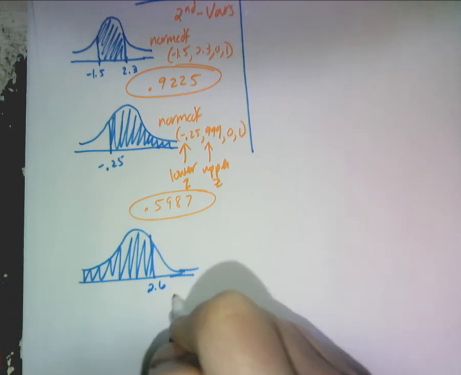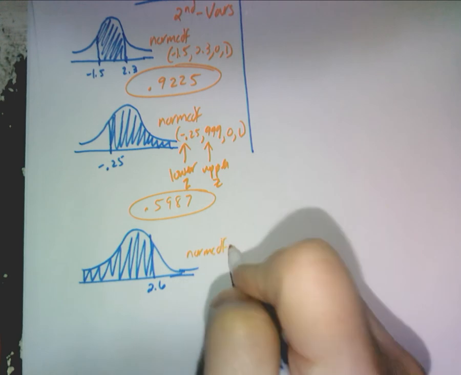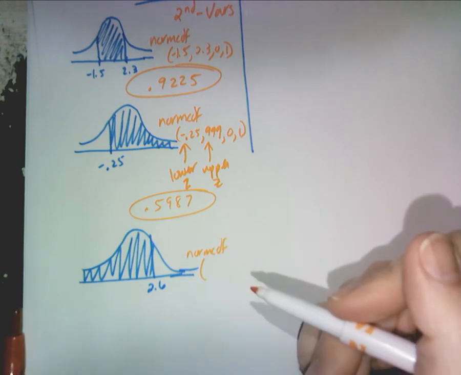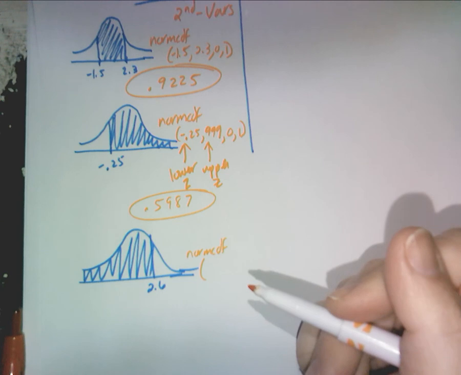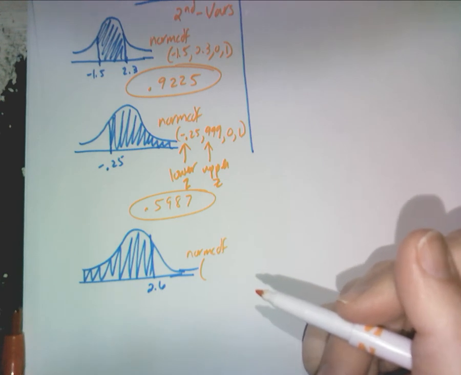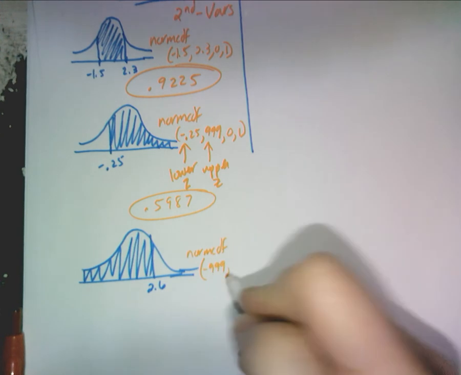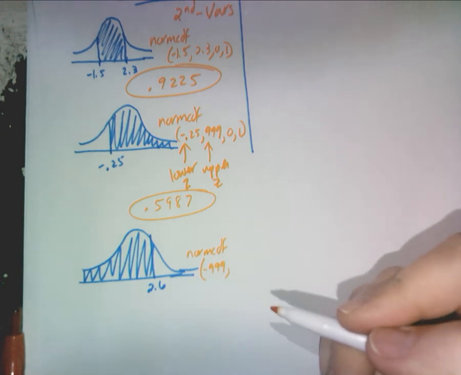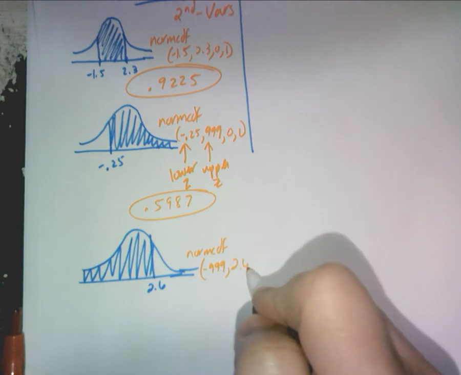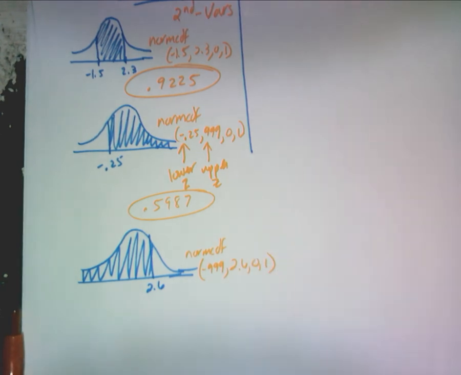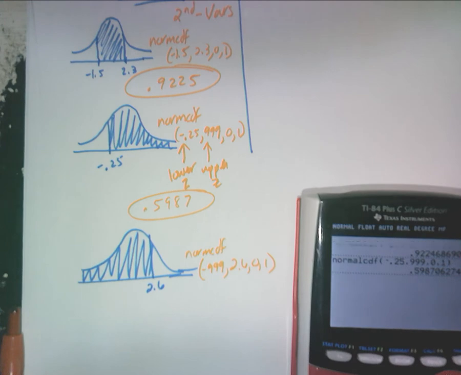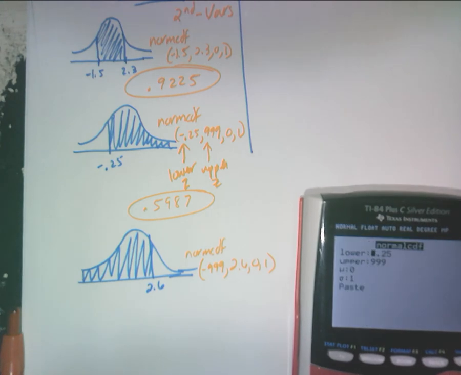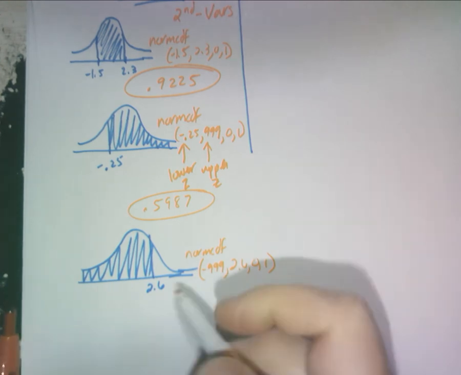Norm CDF. That's your best friend. What would be your low Z? Nope. No. You put that as well. Not 999, but what's on the left? Negative 999. What would be your upper then z that you're going to? 2.6. Tell me what you get there. Let's see. Norm CDF, negative 999, 2.6, and 0.9953.